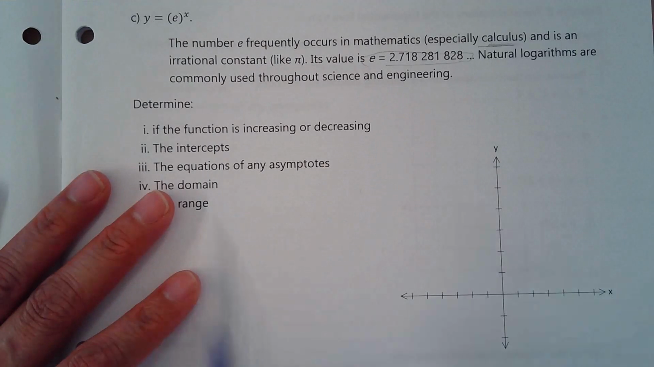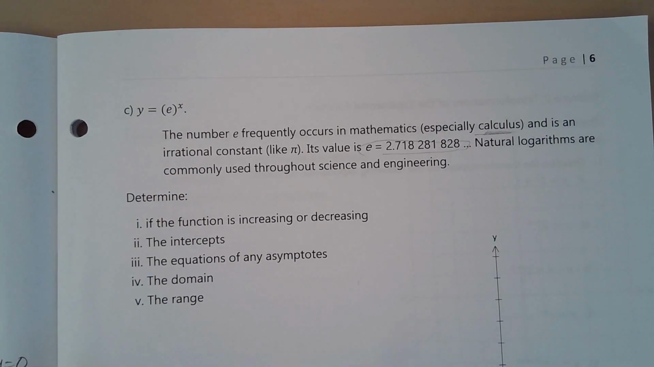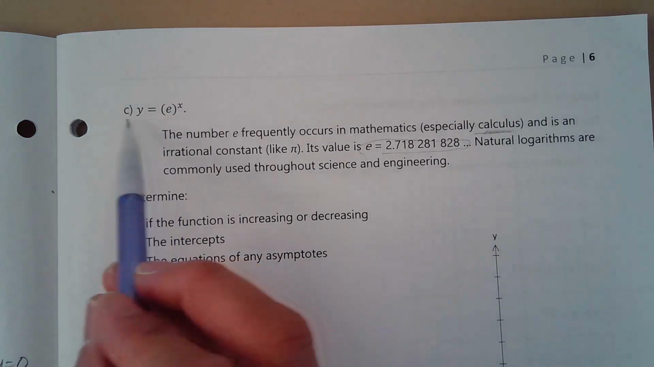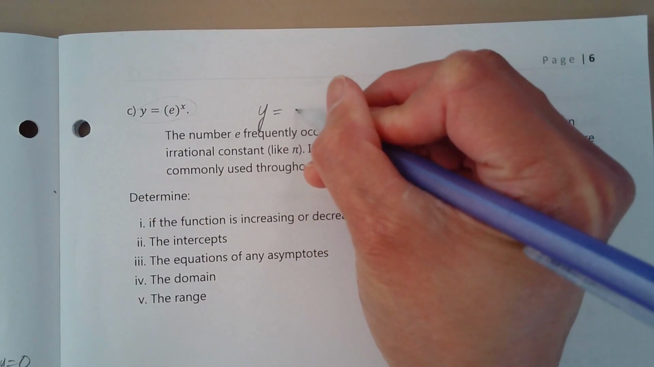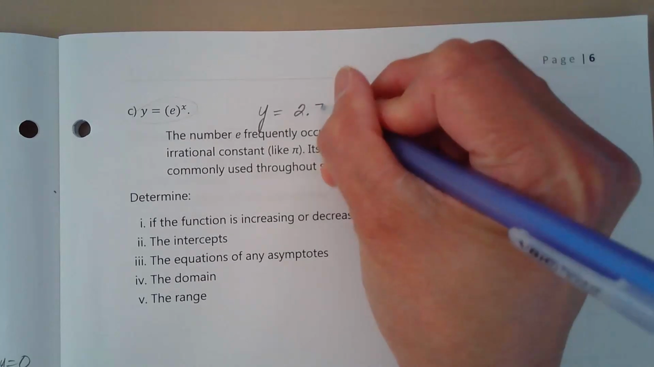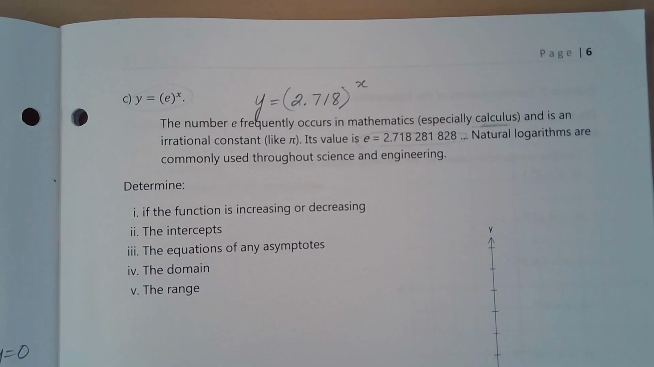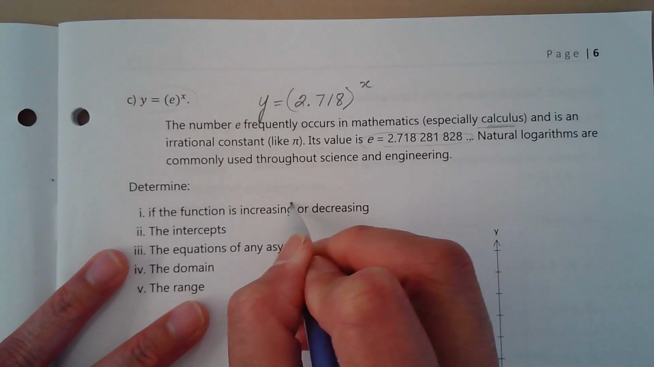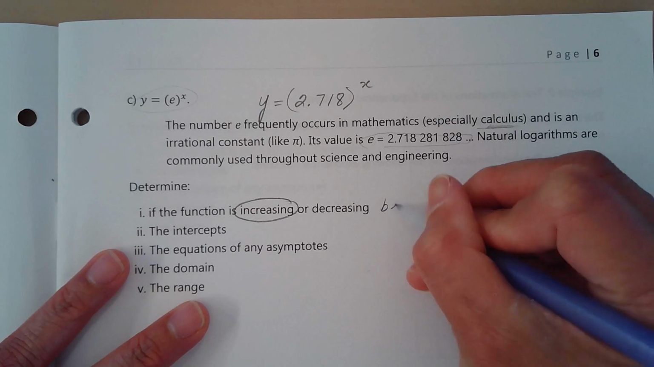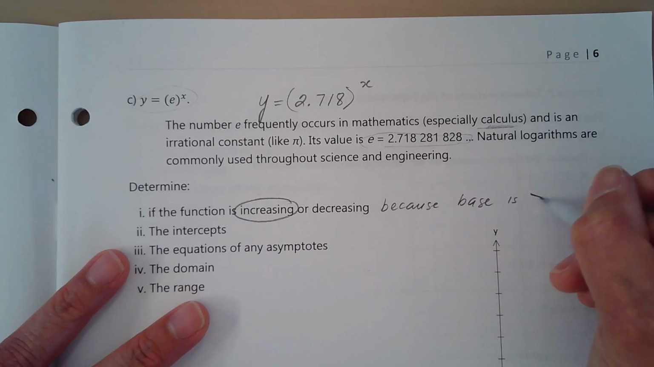Now let's take a look. Is the function increasing or decreasing? What do you think that is? Is there a way for us to figure that out by looking at the function? So this is really approximately y equals 2.718 to the power of x. So is that increasing? Yeah, it's increasing. We have to state why, because base is greater than 1.